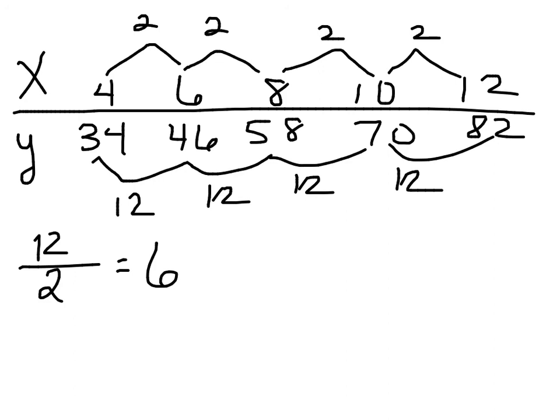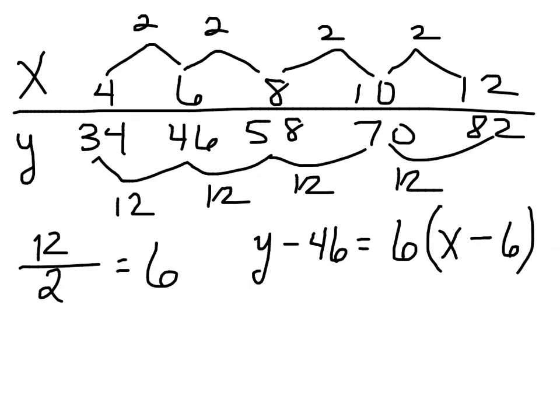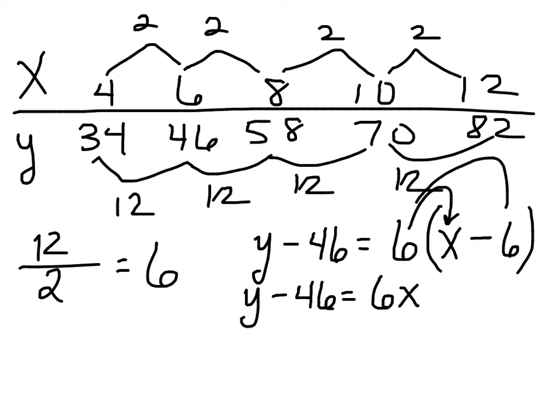Awesome. So y minus, what's the y coordinate? 46 equals m, which was the 6 you just found, x minus, what's the x coordinate of the point that Julio picked? 6. Now I distribute. What's 6 times x? 6x. And what's 6 times negative 6? -36.